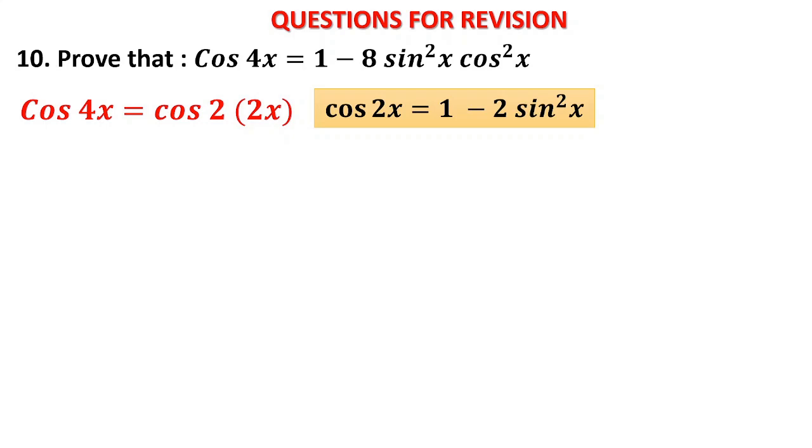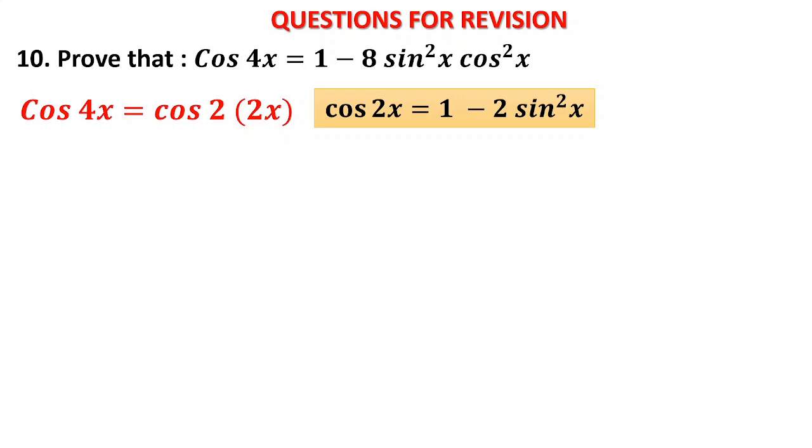All the formulas are the same: 2 cos square x minus 1, cos square x minus sin square x, then 2 tan x by 1 plus tan square, and 1 minus tan square by 1 plus tan square. All are one and the same for cos 2x. But we have to select that formula which will give this answer on the right hand side.